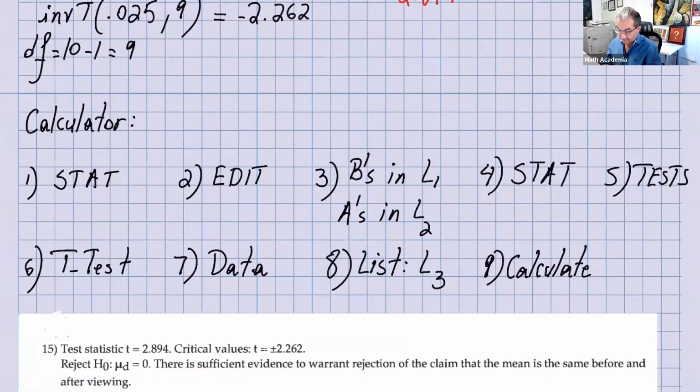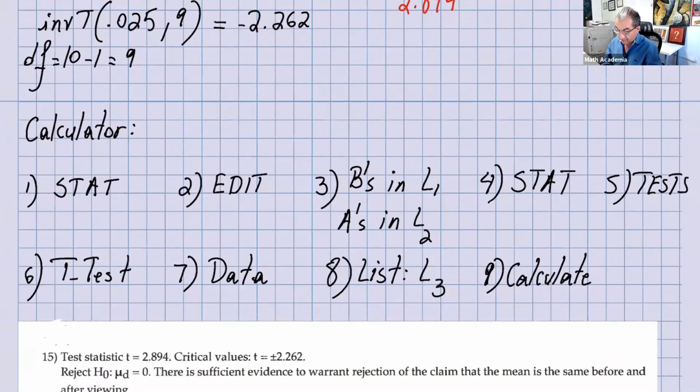The test statistic, same thing. So you go stat, edit, with the before in L1 and the after in L2. And again, I missed that step. One step you can do is go to L3 and say it's L1 minus L2. The calculator will do that for you, and then go to stat, test, t-test, data, and the list is L3, and you just say calculate. Let me do this one for you so you have an idea how that works.